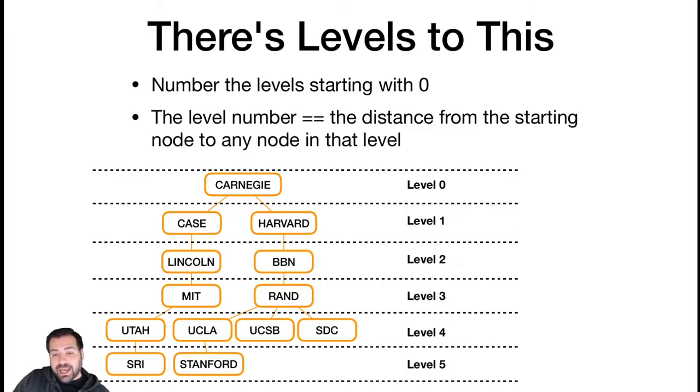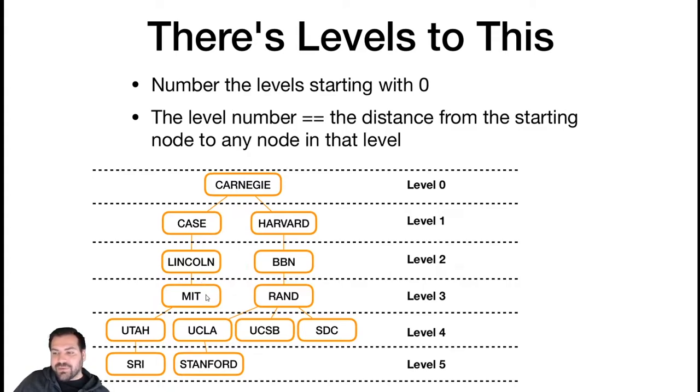The path that we took has to be a shortest path. And however many edges it took, that's that distance. And we do have a shortest path from Carnegie to MIT: go to Case, go to Lincoln, go to MIT.